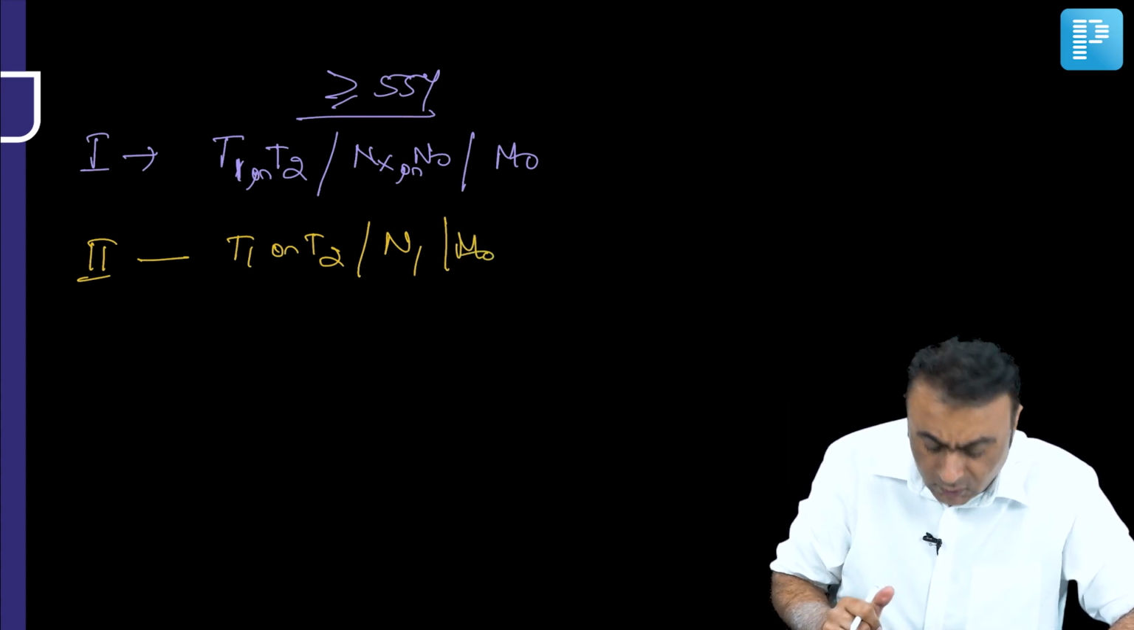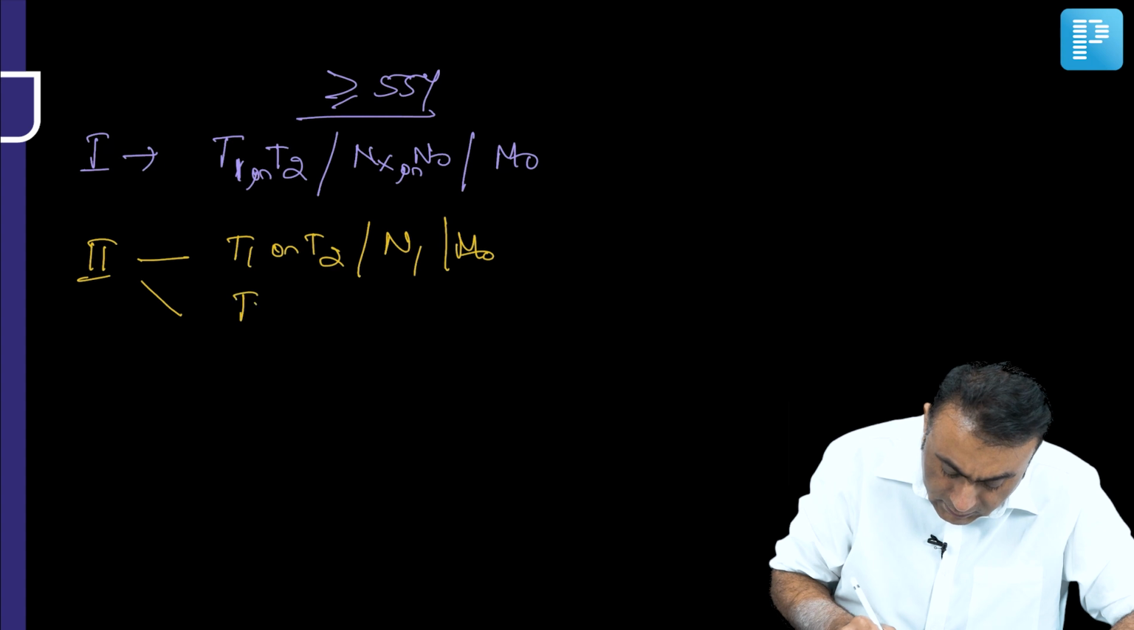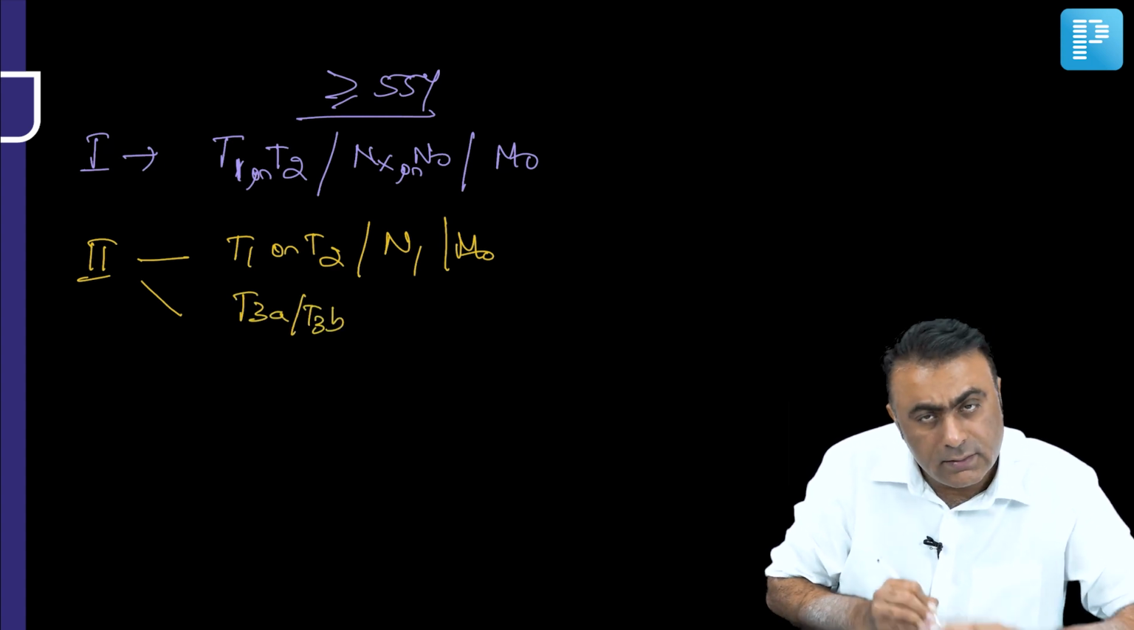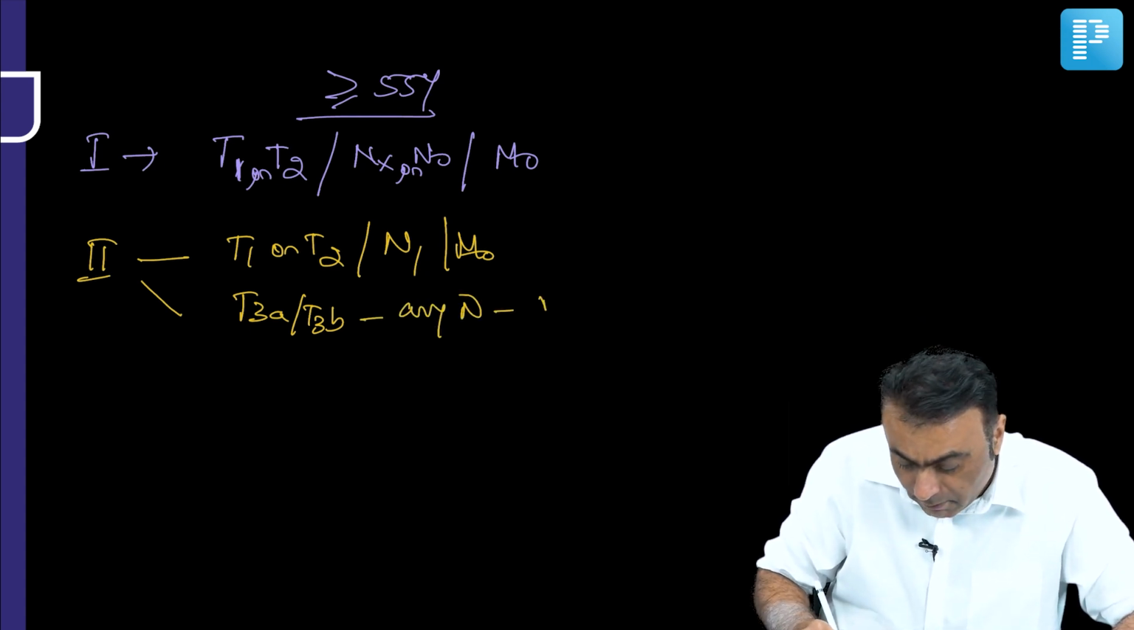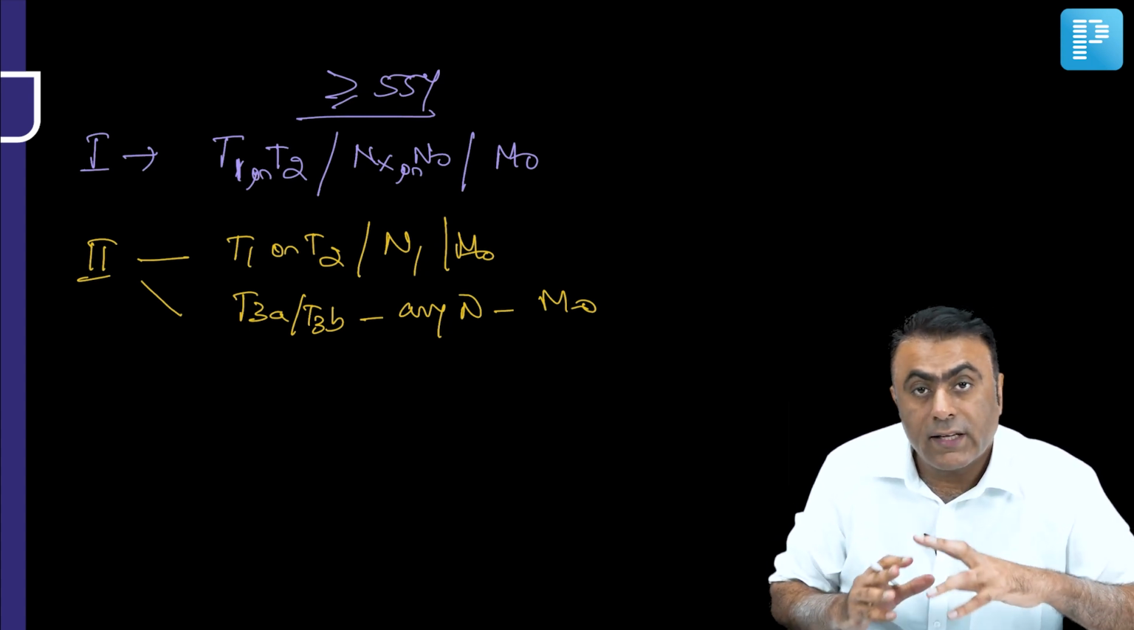That is one definition of stage 2. The other definition can be that it's a T3a or a T3b disease, that is T3 with any N and M0. So these are two definitions of stage 2.